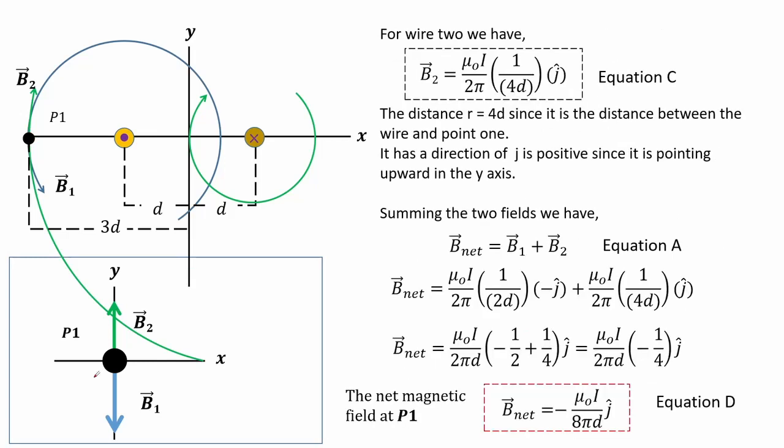For wire 2 we have equation C. The distance r equals 4d since it is the distance between the wire and point 1. The direction of j is positive since it is pointing upward in the y-axis. Summing the two fields we have a net magnetic field at point 1 where it is a negative value, mathematically proving that it is pointed downward as shown in equation D.